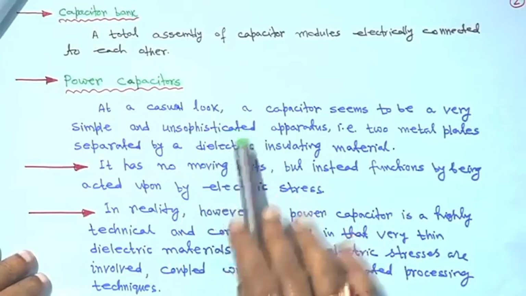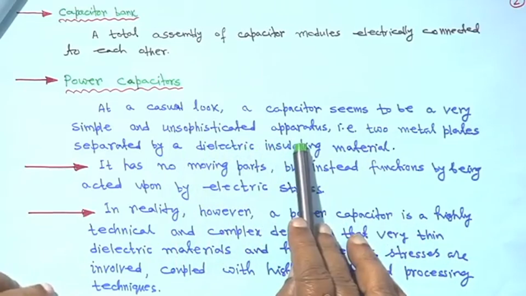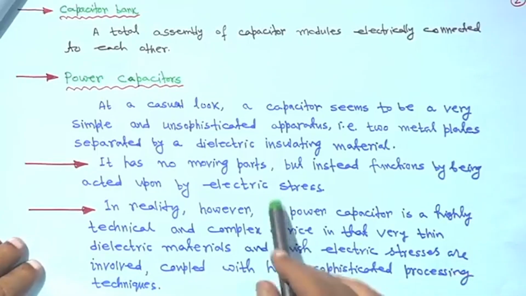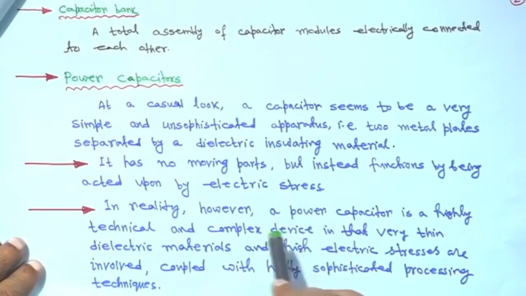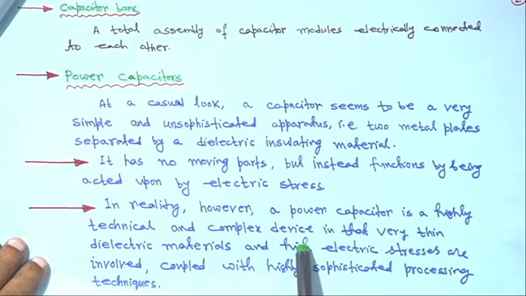If you take a casual look, a capacitor seems to be a very simple and unsophisticated apparatus, that is, two metal plates separated by dry electric insulating materials. It has no moving parts, it is a static device, but functions by being acted upon by electric stress. In reality, however, a power capacitor is a highly technical and complex device, in that very thin dielectric materials and high electric stresses are involved, coupled with highly sophisticated processing techniques.